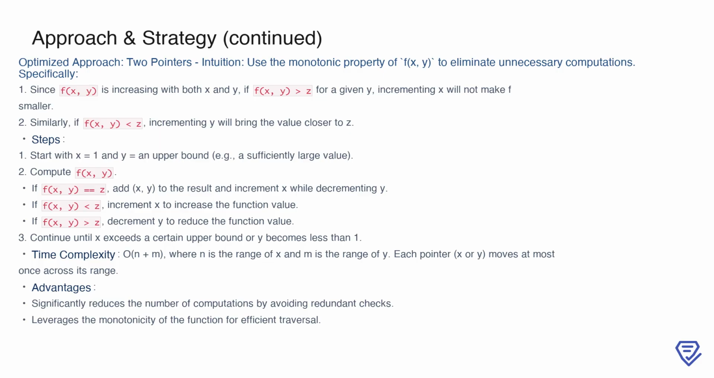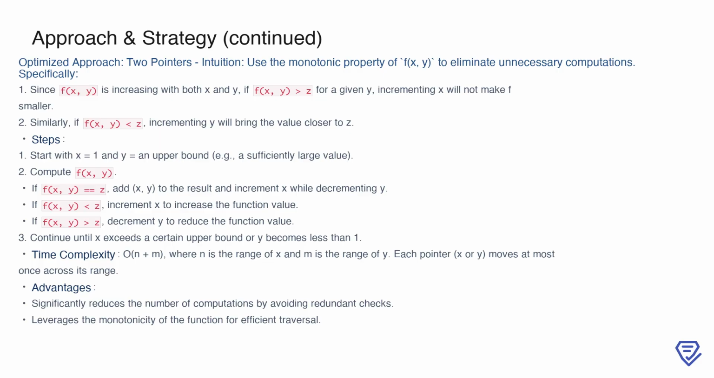The key insight here is to leverage the monotonicity of the function f(x, y). Since f(x, y) is increasing with both x and y, we can eliminate unnecessary computations. Specifically, if f(x, y) is greater than z for a given value of y, increasing x will not decrease the function value. Similarly, if f(x, y) is less than z, increasing y will bring the value closer to z. The steps are as follows.